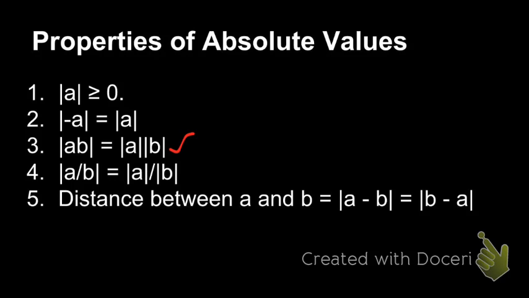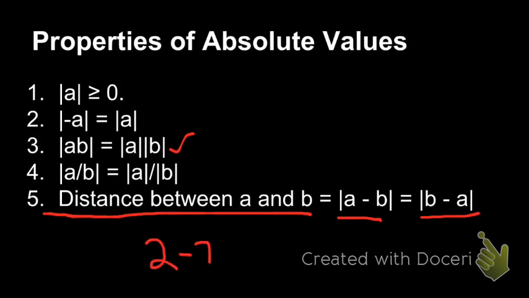And then if you ever see a question asking you to find the distance between two numbers or two variables, then we're just simply going to take the absolute value of the two after we subtract them. So if I want to know how far away 2 and 7 are, well, they're 5 away, but I could do 7 minus 2, or I could do 2 minus 7 and then just take the absolute value of that. So the distance between two numbers is simply their difference, and then you take the absolute value.